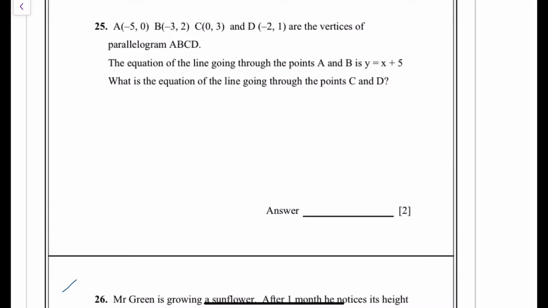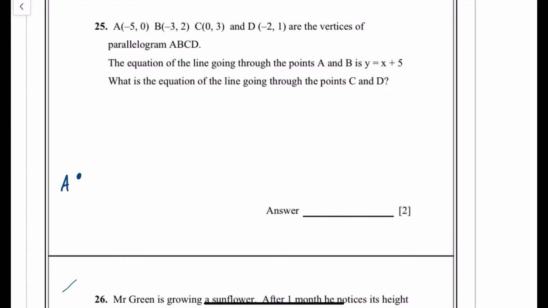Okay, this is question 25 from the SEER resource. A wee bit different than the example we had. We've got A, B, C, D, and they're the vertices of a parallelogram. So I'm going to do a sketch just off that to see what is going on. I'm going to do my (-5, 0) here. That's my A, (-5, 0).